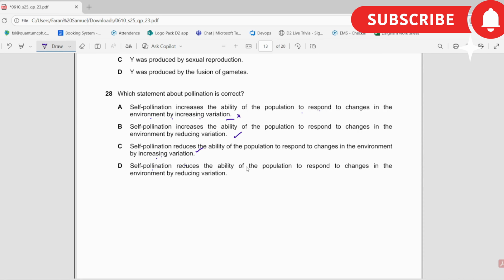Self-pollination reduces the ability of the population to respond. Yes, it can be. Why? Because there is no genetic variation. So it can reduce the ability of a species to evolve to respond to change.